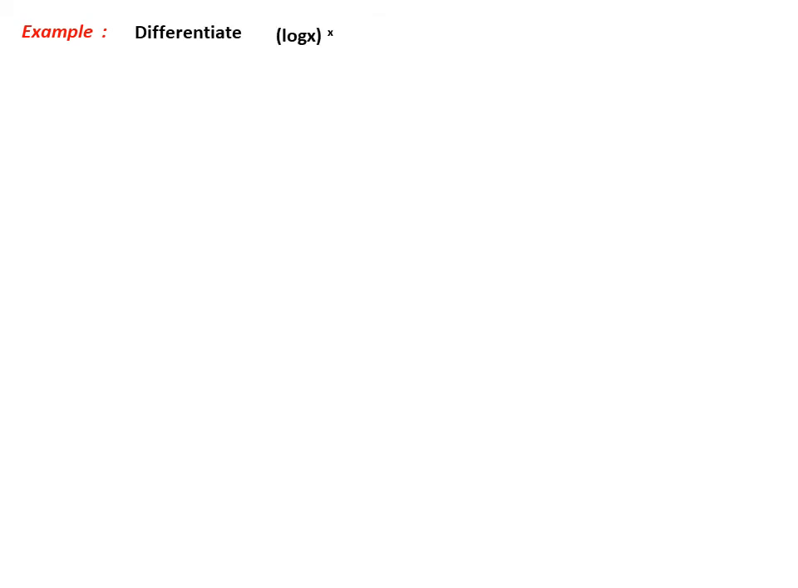Next example, differentiate log x to the power x plus x to the power log x. Here you should be careful. One common mistake which students do here is they directly take the log, ignoring the plus sign in between. That is wrong. Normally this type of question is asked in examination also. First only students take log, so the entire thing is wrong.